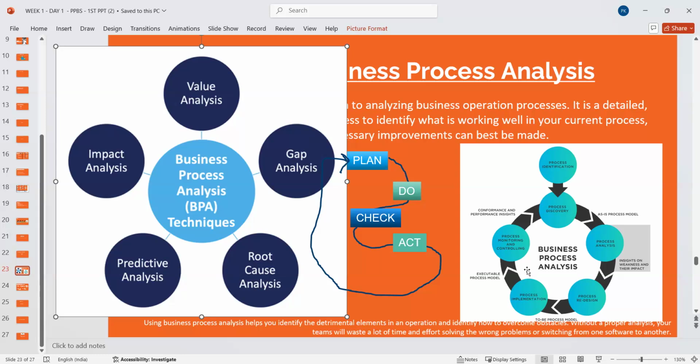Absolutely right. So basically, to implement the BPA technique, we can do these 5 types of analysis. We'll try to understand all these analyses in detail.